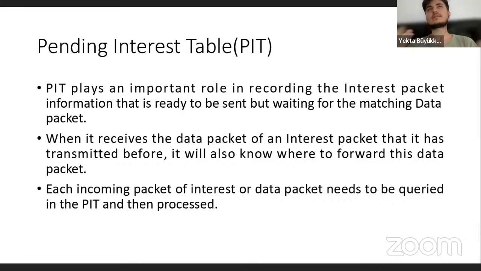So basically what this does is that it receives an interest packet. For example, node number 1 is requesting twitter.com. This is an interest packet. This pending interest table stores that interest packet, and when the data packet for twitter.com comes, it will know where to forward this data packet, because it recorded who made this request. So this is a really important thing in NDN.